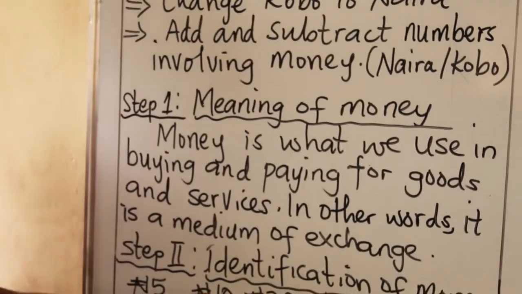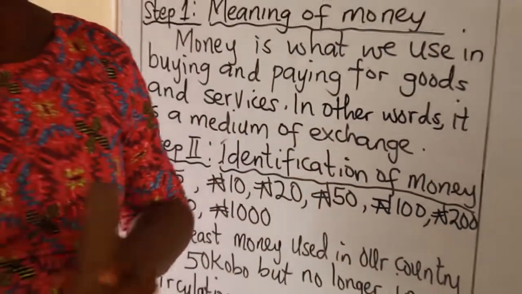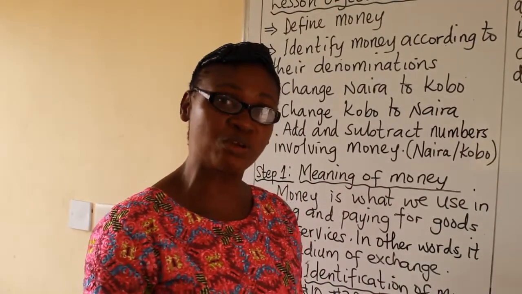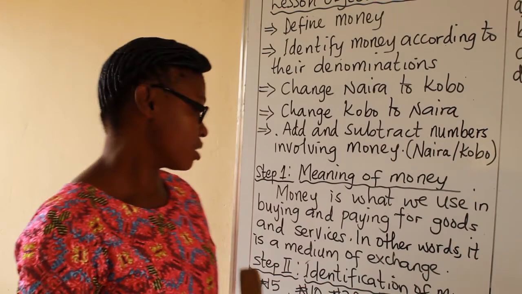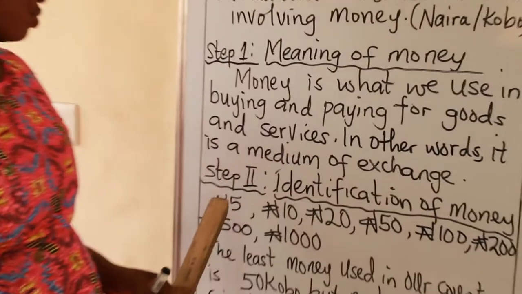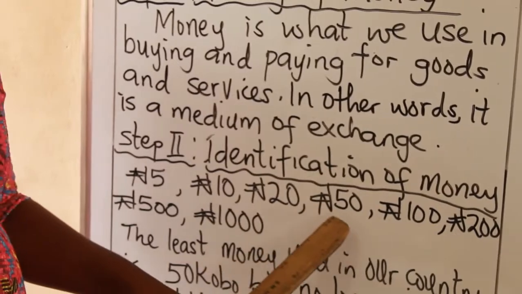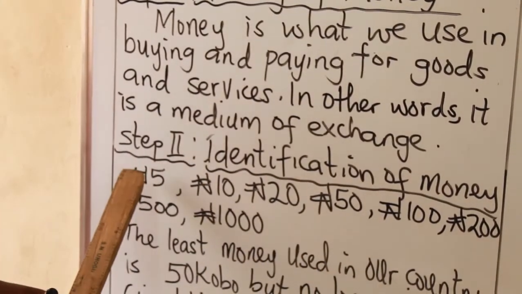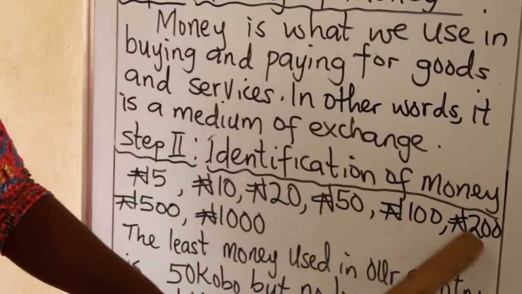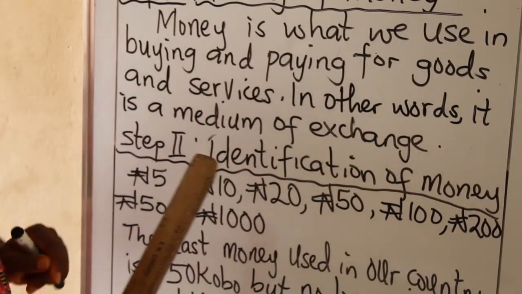Okay. So we also have the second step, which is identification of money. Children, I know that you make use of money every day. Daddy goes out to buy something with it. Mommy goes out to buy something with it. Okay? And have you ever seen 5 naira? You've seen 10 naira. You have seen 20 naira. You've seen 50 naira. This is the list of the money that we use in our country. You've seen 100 naira, 200 naira, 500 naira, and 1,000 naira.